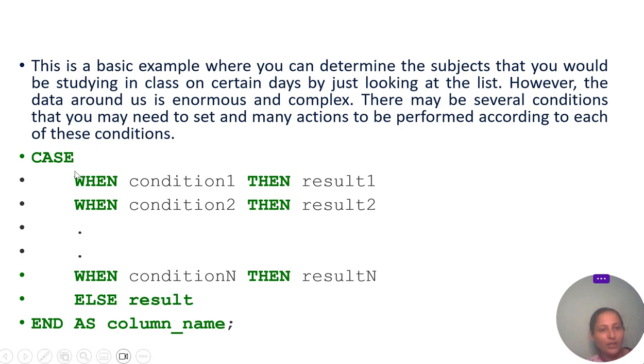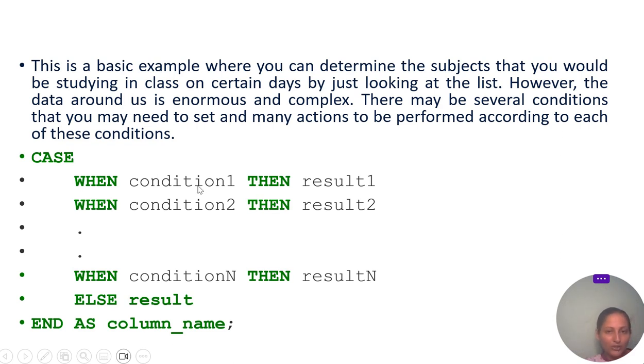First, write the keyword CASE. Then WHEN, which is also a keyword. WHEN condition 1, then we use the THEN keyword, result 1. WHEN condition 2, THEN result 2. WHEN condition n, result n. ELSE, if none of the conditions is satisfied, then the result will be this. And it will be saved as a column name.